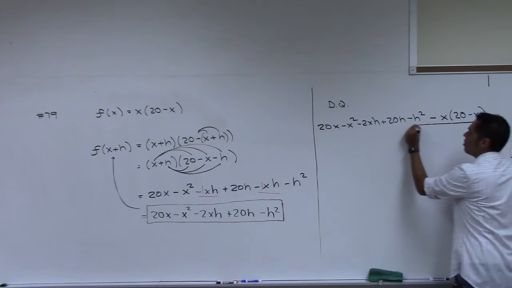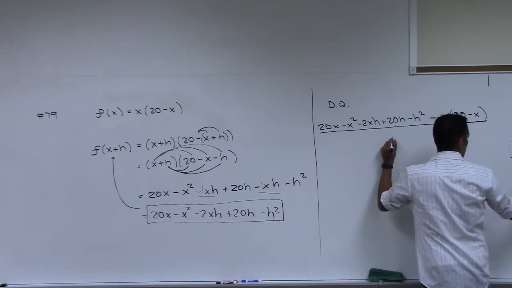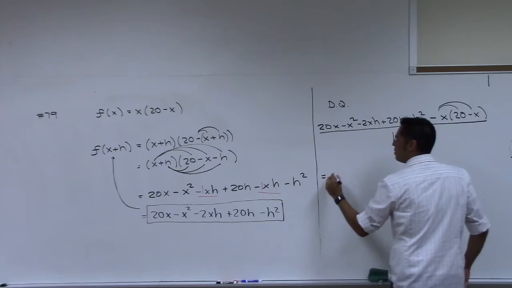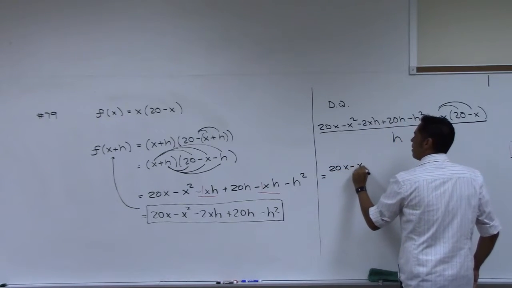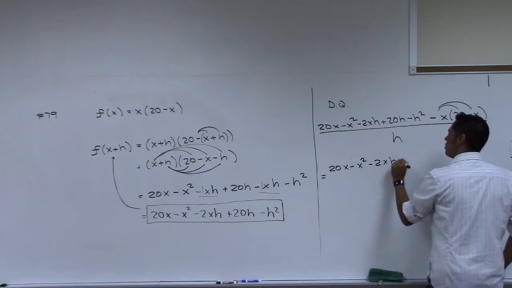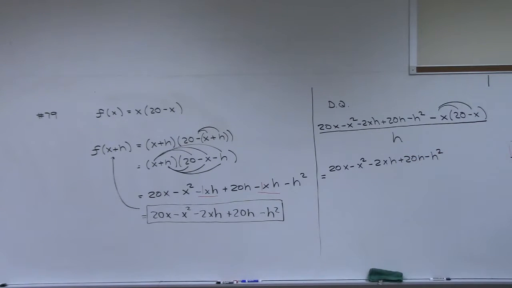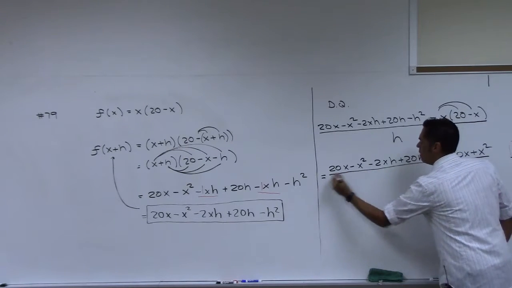Let's go ahead and divide this whole thing by h, right? So that is the difference quotient. It's just not cleaned up yet, all right? We're going to clean it up. So let's go ahead and pass that negative x through. I'm going to rewrite this entire line, so that line's equal to 20x minus x squared minus 2xh plus 20h minus h squared. And then what? Minus 20x, and then plus x squared, right? Negative and negative is positive. All of this over h.